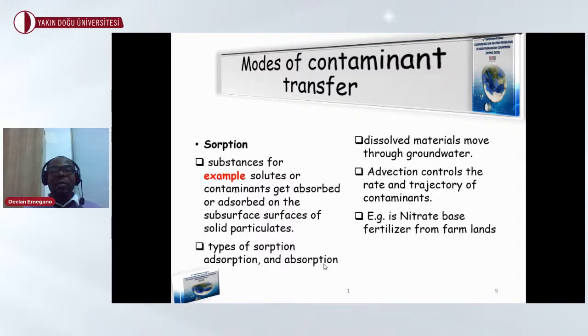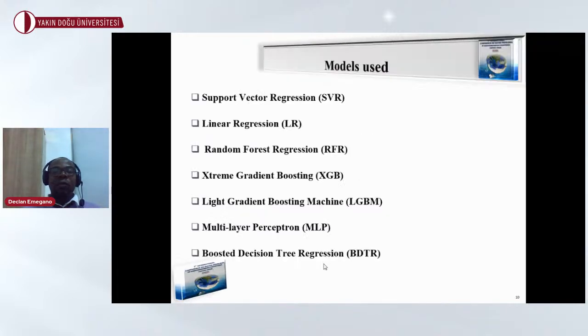The next mode of transfer is what is called sorption, whereby solutes get absorbed on the surface of the solid. This absorption could be in advection, it could be dissolved materials, and that's how the water gets contaminated through sorption. It means it's the mode of this being transferred to farmland.